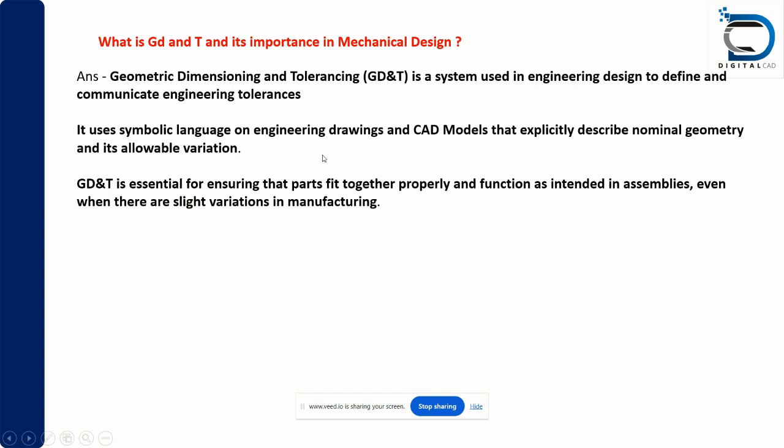Then, GD&T is essential for ensuring that parts fit together properly. The main function of GD&T is to ensure that parts fit together. There are little variations, and if they are within the allowable variations, then at the end our requirement is met and the assembly can be done. Even when there is a slight variation in manufacturing, that is why we apply geometrical dimensioning and tolerancing. We manufacture the part within the required tolerance, that variation is acceptable, and at the end our assembly will be done.